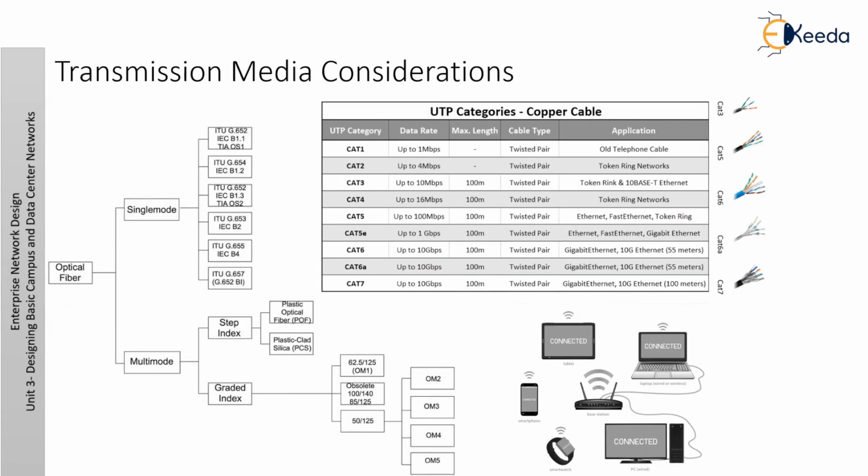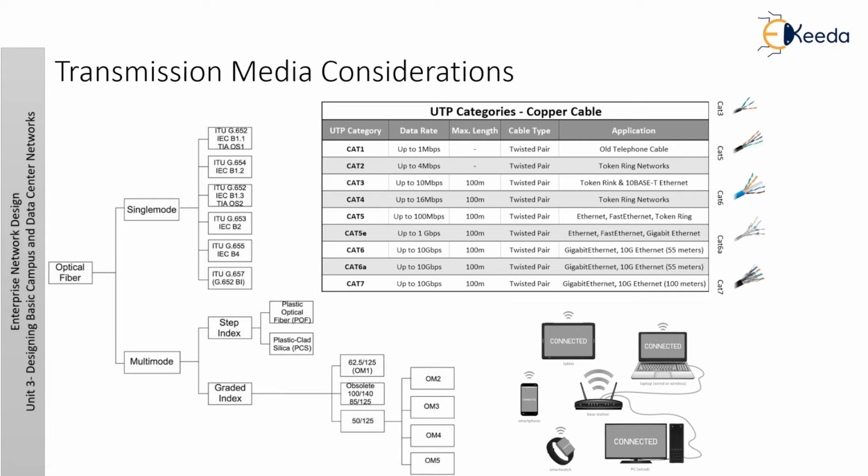Now come to transmission media consideration. An enterprise campus can use various physical media to interconnect devices. The type of cable is an important consideration when deploying a new network or upgrading an existing one. Cabling infrastructure represents a long-term investment. It is usually installed to last for 10 years or more.